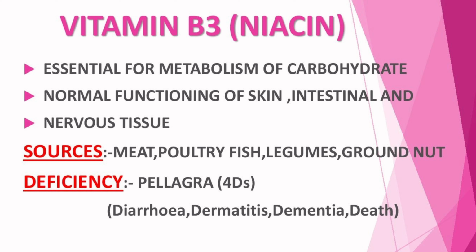Next one is vitamin B3. It is also called niacin. This is essential for the metabolism of carbohydrate and it helps for the normal functioning of skin. It also helps for the functioning of intestinal and nervous tissues. The sources of vitamin B3 are seen in meat, poultry, fish, legumes and in groundnuts. The deficiency leads to pellagra, which is characterized by the 4 Ds. They are diarrhea, dementia, dermatitis and death.